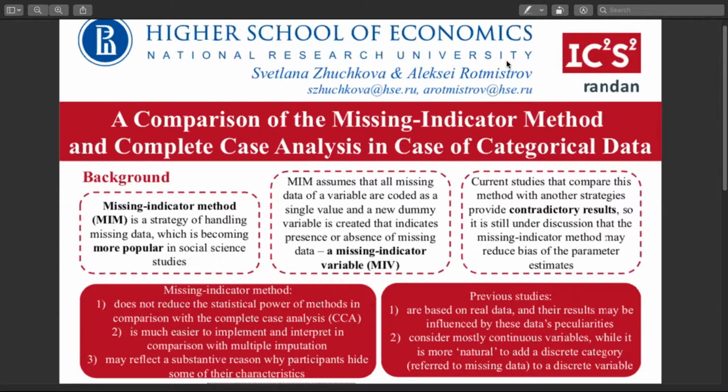I suppose that complete case analysis, or CCA, should be familiar to everyone. It's a situation when we simply remove observations with missing data from analysis. It is also called list-wise deletion. The missing indicator method, or MIM, in its turn is a strategy when we retain all missing data in our dataset, but assign them a new category and create a variable that indicates presence or absence of missing data. This variable is called missing indicator variable.